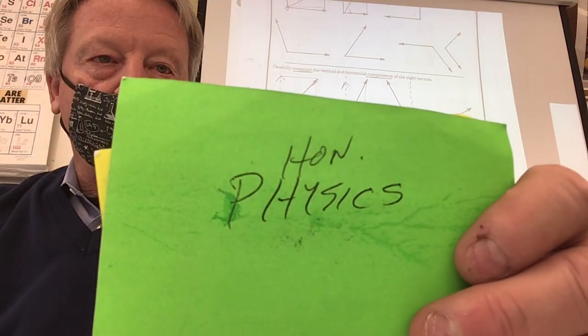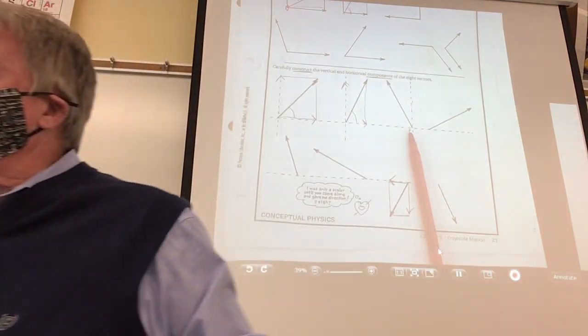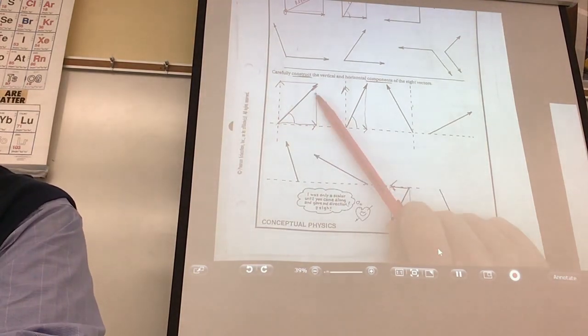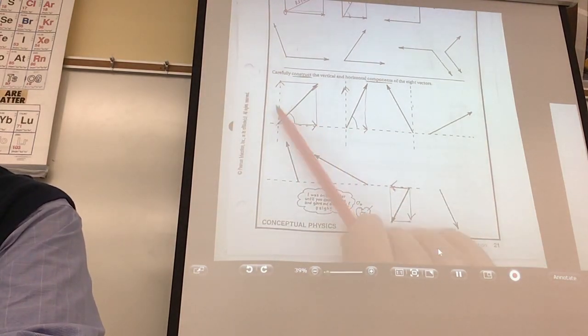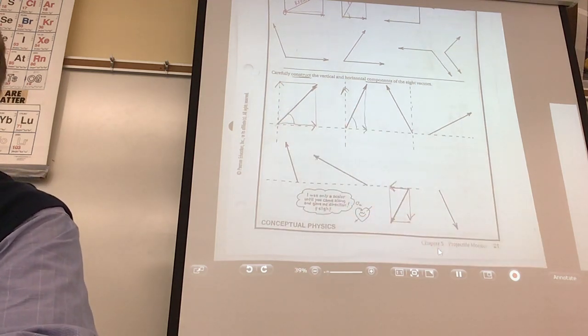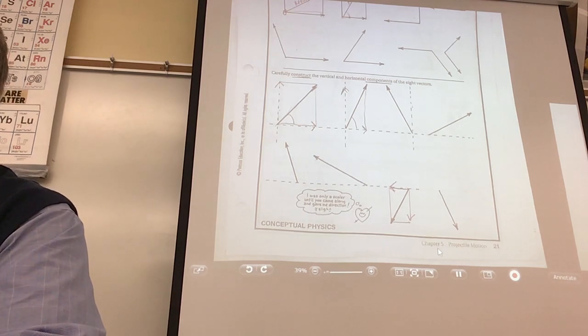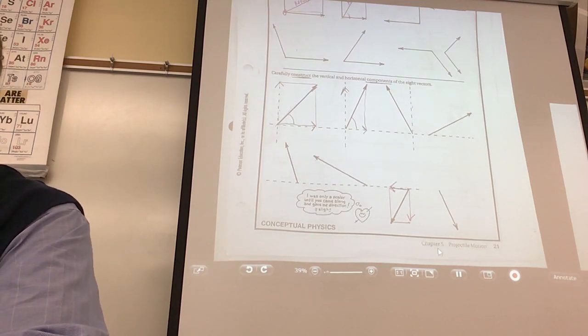So when you add vectors, the answer is the resultant vector, okay? But when you take a vector and you break it into its horizontal and vertical components, called resolving vectors, is that good with you? Now, I'm going to try to show you today why that's important. Why is it important to be able to do that?